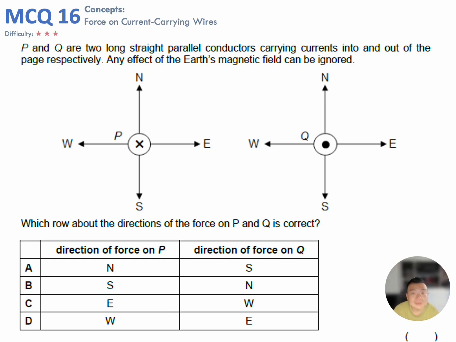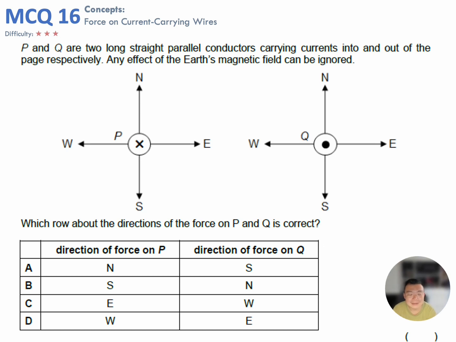This is a question on force on current carrying conductors, and over here we have two parallel wires carrying current in opposite directions. We can solve this question in three ways. I will introduce a third way that wasn't mentioned in class. So the first way is the easiest.